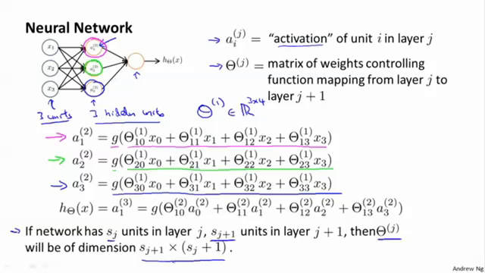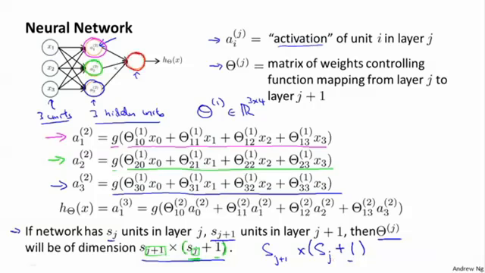Just to be clear about this notation, this is S subscript j+1, and that's S subscript j, and then this whole thing plus 1. So that's S subscript j+1 by Sj plus 1, where this plus 1 is not part of the subscript. Okay, so we've talked about what the 3 hidden units do to compute their values.